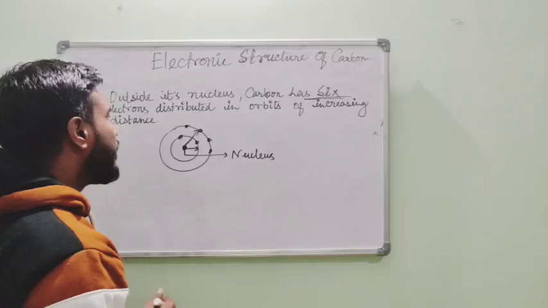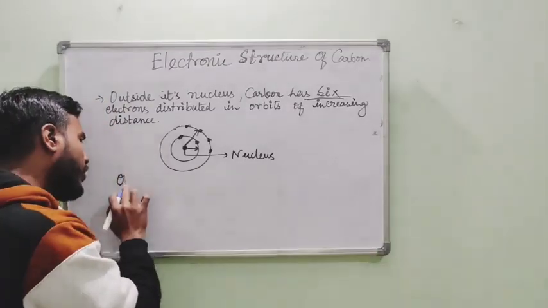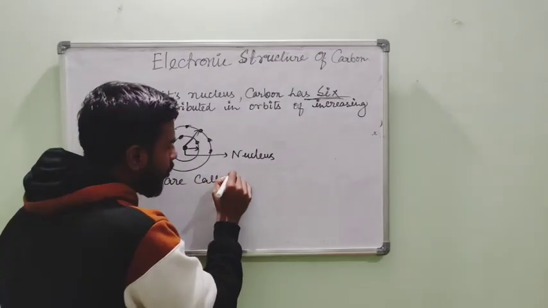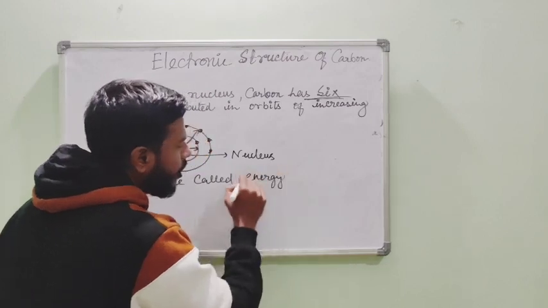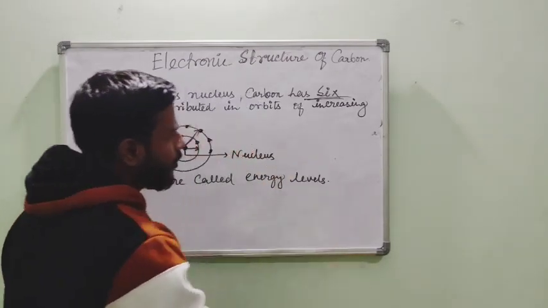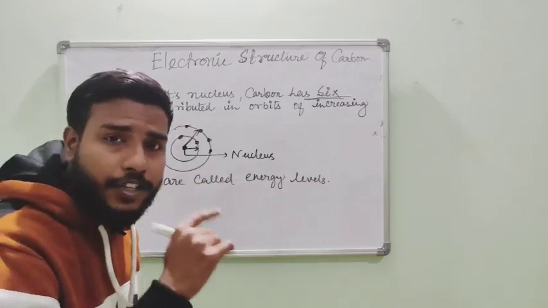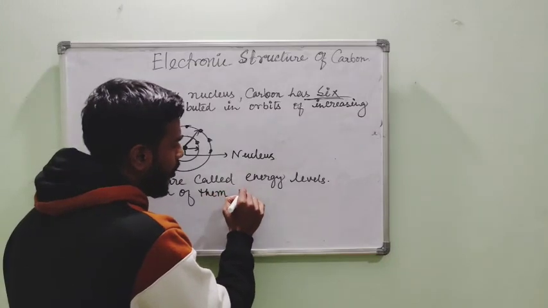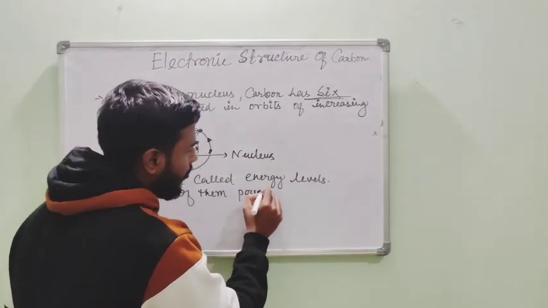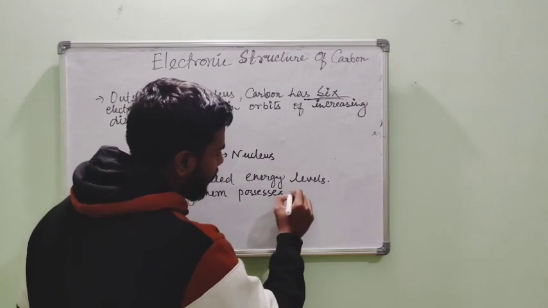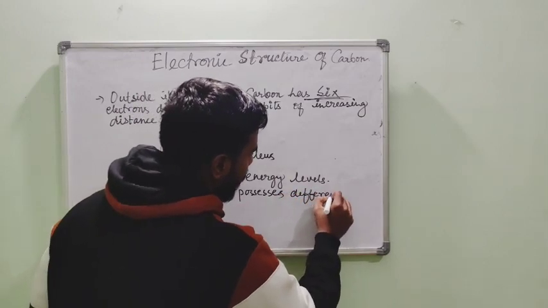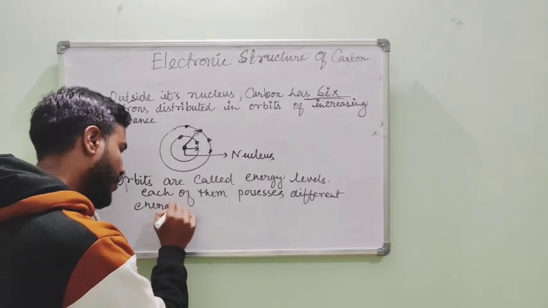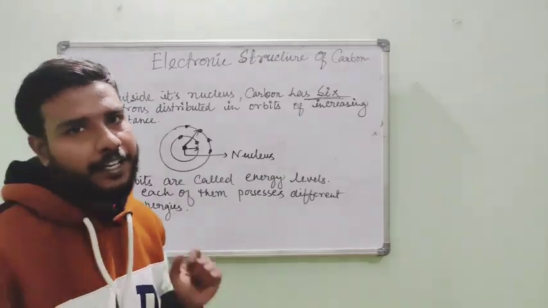The very next point is that these orbits are called energy levels, and each of them possesses different energy. Each of them possesses different energies.